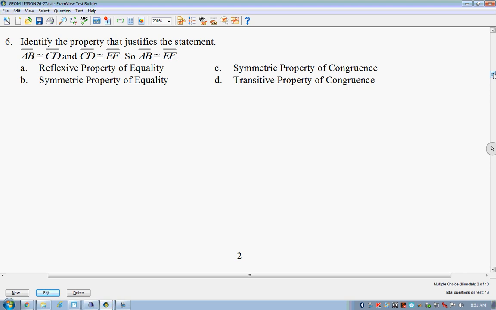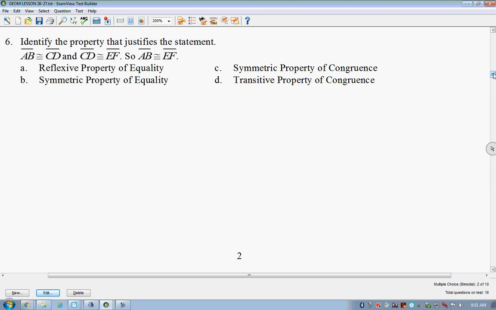Identify the property that justifies the statement. If segment AB is congruent to segment CD and segment CD is congruent to segment EF, what allows me to understand that segment AB is congruent to segment EF? This is the same principle as if A equals B and B equals C, then A equals C. What do we call that?